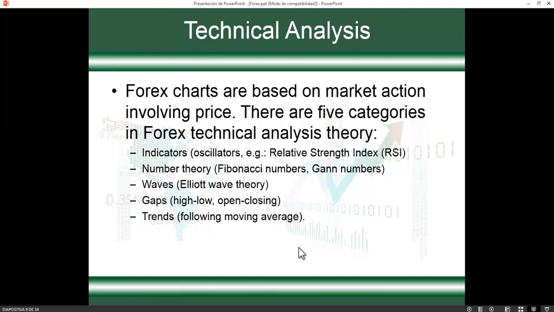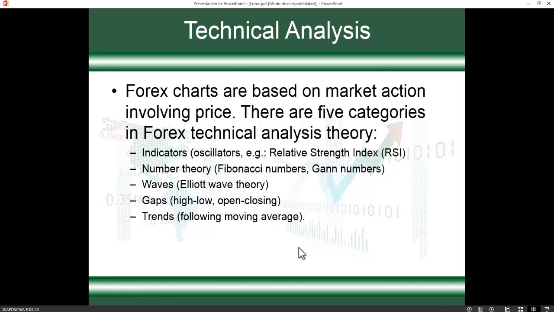Then we have number theories, which is everything that includes numbers. So we have Fibonacci numbers, Gann numbers. There are a couple more going around, but I didn't really want to put them on. I don't want to make you feel bored, and you're probably already thinking, "What is this guy talking about? I'm going to go to sleep."